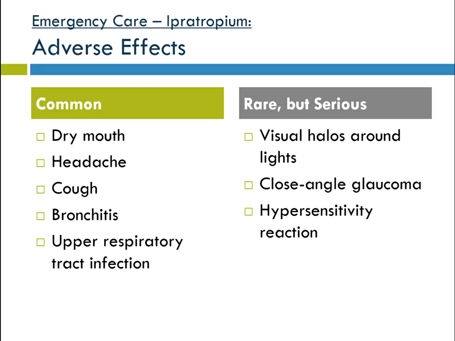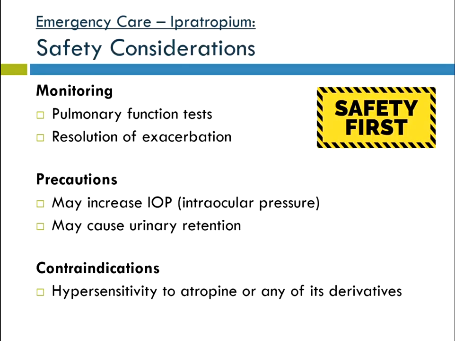Which is why you want to start them on it as soon as we need to and stop them as soon as we can. Okay. We're going to monitor those pulmonary function tests and the resolution of the exacerbation. That should be the only time that we're using it. Precautions, so understand that it could increase intraocular pressure, IOP, thus the glaucoma. So we just want to be mindful of that, monitor that if they're using it a lot, and it may cause urinary retention. Which drug is causing the urinary retention? The ipratropium. Right? So make sure you understand those class-wide side effects.